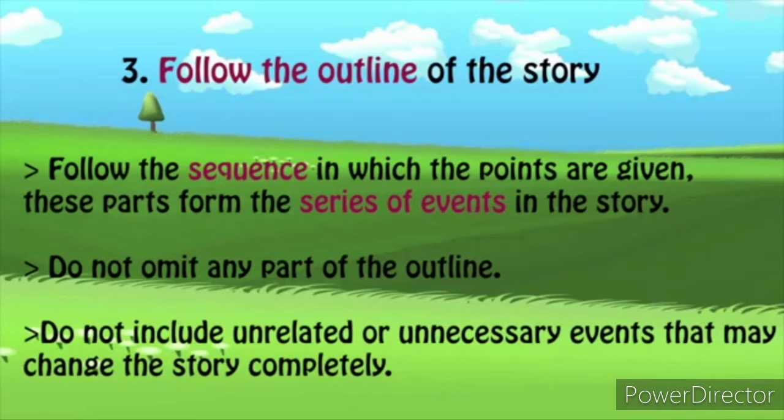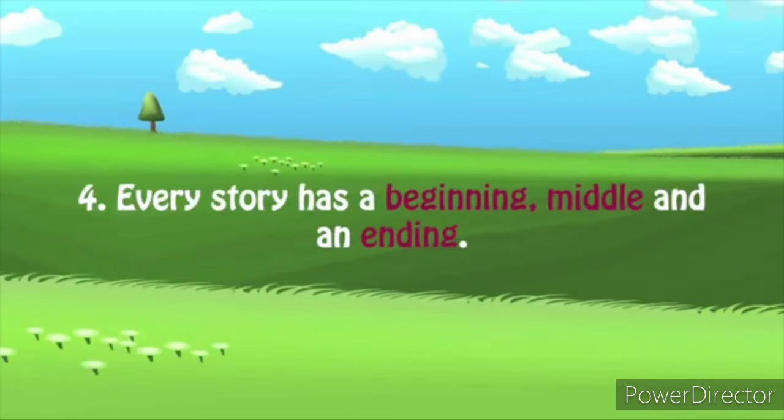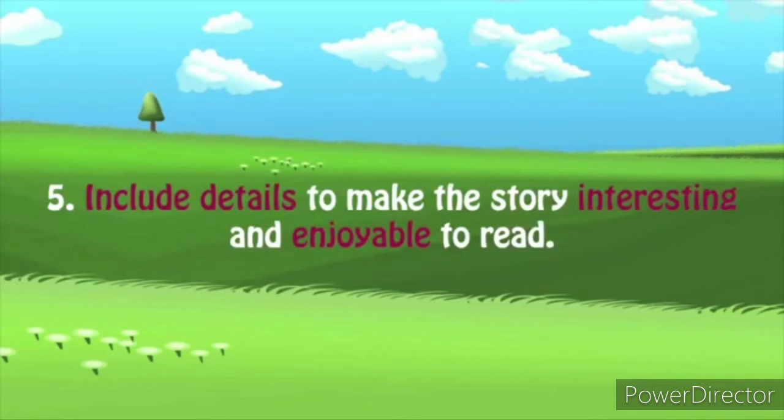These parts form the series of events in the story. Then, do not omit any part of the outline. Do not include unrelated or unnecessary events that may change the story completely. Now, the fourth point is every story has a beginning, middle, and an ending. The fifth point is include details to make the story interesting and enjoyable to read.